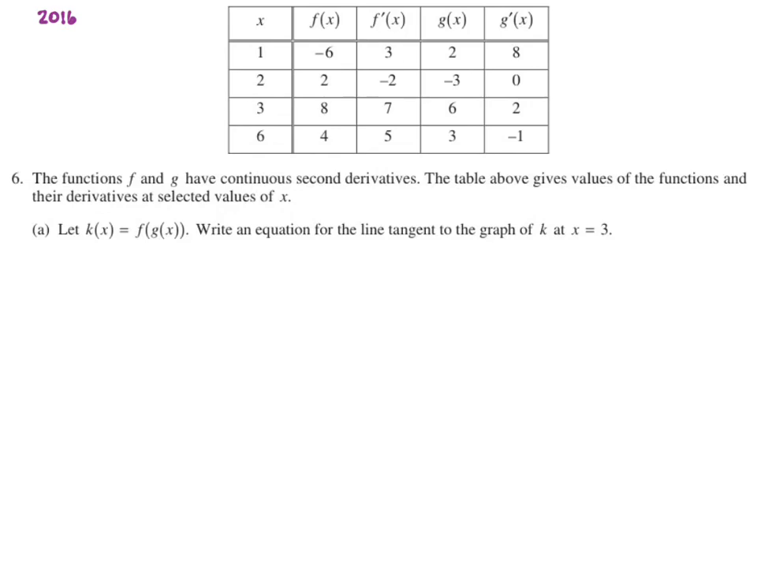2016 number 6 gives us a table of values for f, f prime, g, and g prime, and it tells us that f and g have continuous second derivatives. That means they are twice differentiable, which means f and g are both differentiable and continuous. The table gives values for all of those, and then part A says let k equal f of g of x. Write an equation of the line tangent to the graph of k at x equals 3.